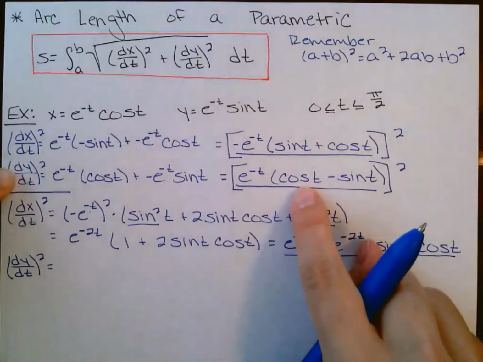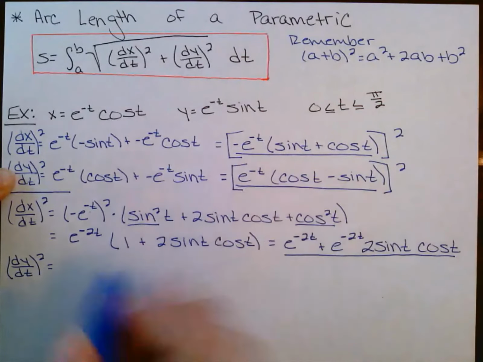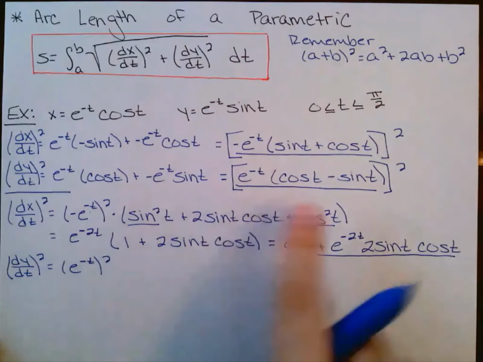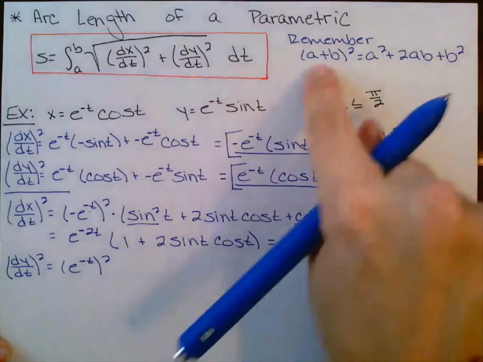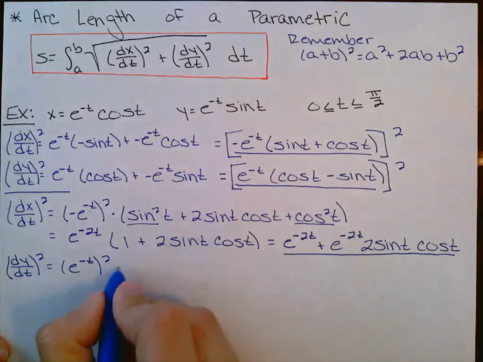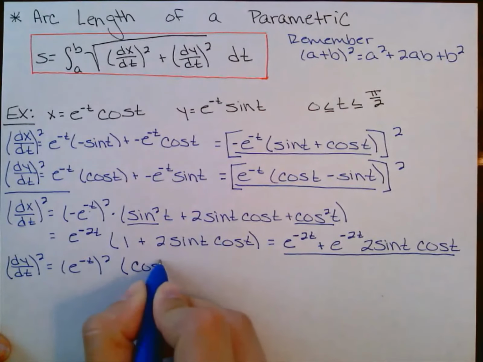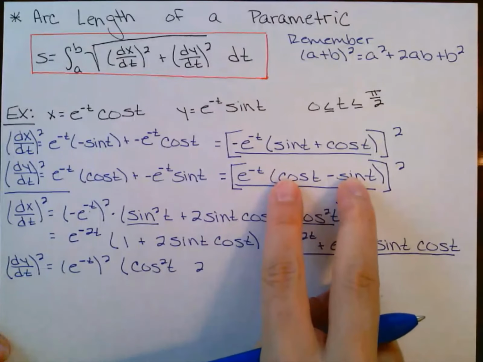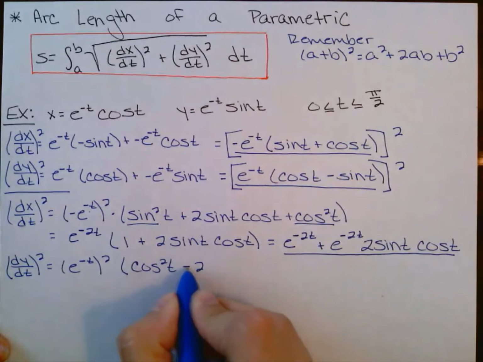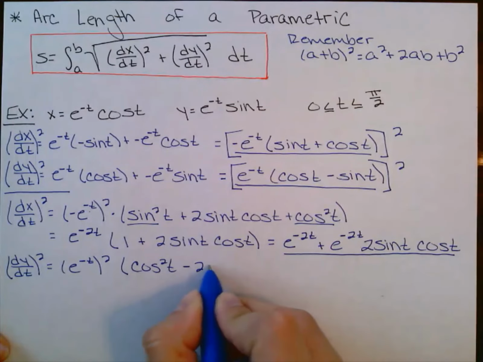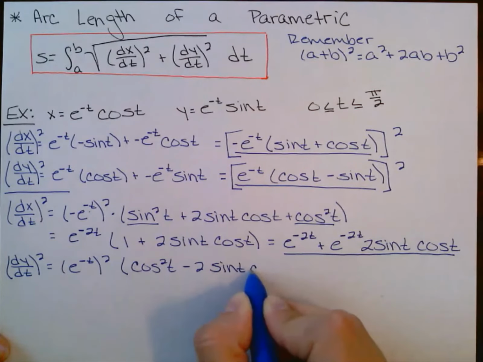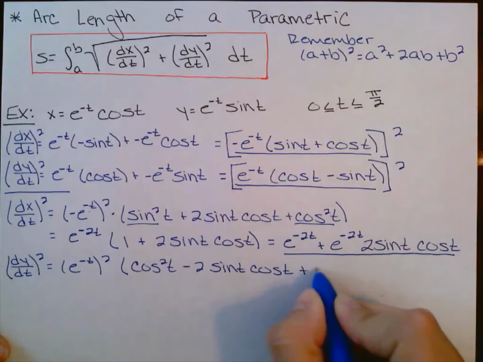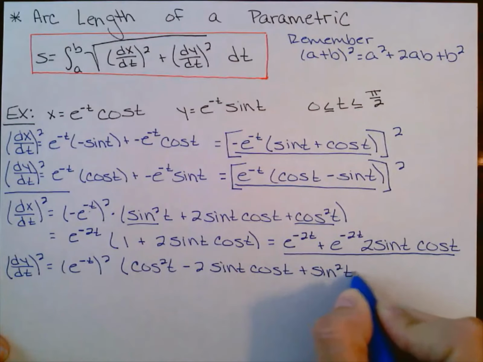So remember, if I'm going to square all of this, I can distribute that square to both. So I'm going to say e to the negative t squared. And then I'm going to do this rule here instead of having to do the whole foiling. So we have the first term squared times double these two terms multiplied. I have a negative times a positive, so it's going to be minus 2 sine and cosine being multiplied. And then negative sine times negative sine is a positive sine squared.